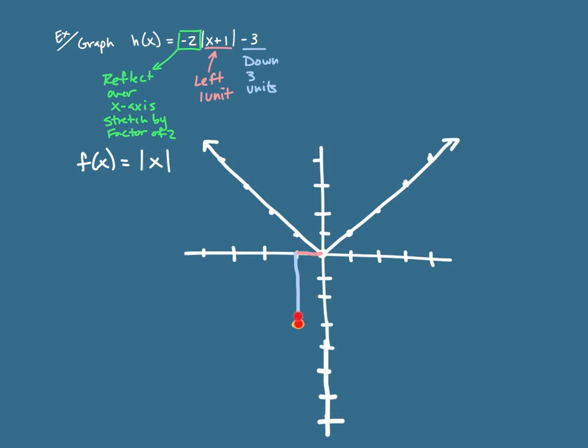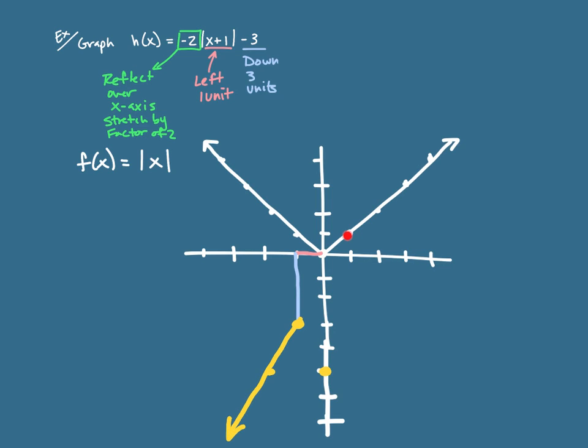From here, this is now my new vertex point. Because this graph was opening up, I want it to open down, and it needs to be stretched, so it's going to be a thin graph. One thing I can think of is that these are linear functions here and here with a slope of 1. This now becomes a slope of 2. So for my other new points, I'm going to go down 2 to the right 1, and down 2 to the left 1 to get those new points.